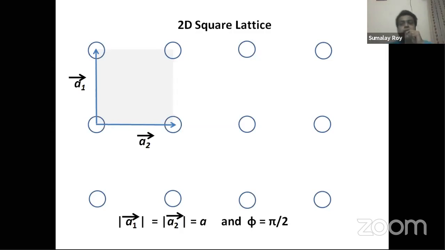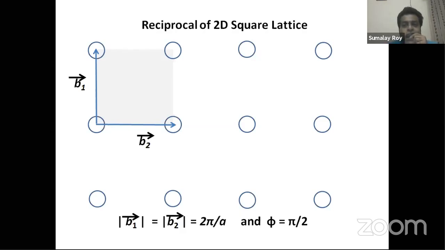Fantastic. Many said this. Surendra Kumar said, no, not a. It is a reciprocal lattice, so it will be 2 pi by a. Okay, good. So everybody now knows 2 pi by a. So this is the reciprocal of the two-dimensional square lattice. We have the axes as B1 and B2, and the magnitude of B1 and B2 is 2 pi by a. The angle between them is pi by 2.